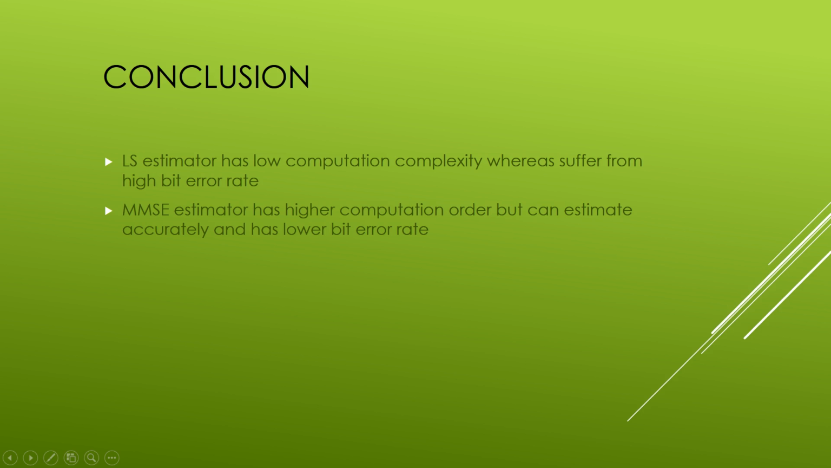As the previous results show, we can draw such conclusions. The LS estimator has low computation complexity, whereas it suffers from high bit error rate. The MMSE estimator has higher computation order, but can estimate more accurately and has low bit error rate. Then I will give you a demo of simulating these two estimators in the OFDM systems in MATLAB code.